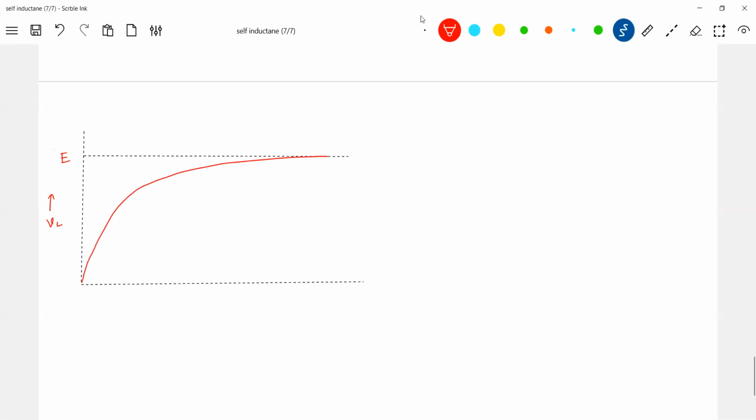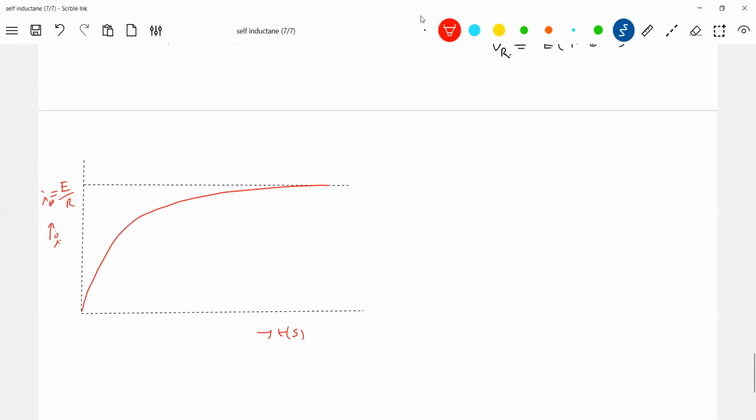It should be like this. This is the drop across the inductor. What about the current through the inductor? We are first interested in current. And this is equal to that steady state current, and t is in seconds.